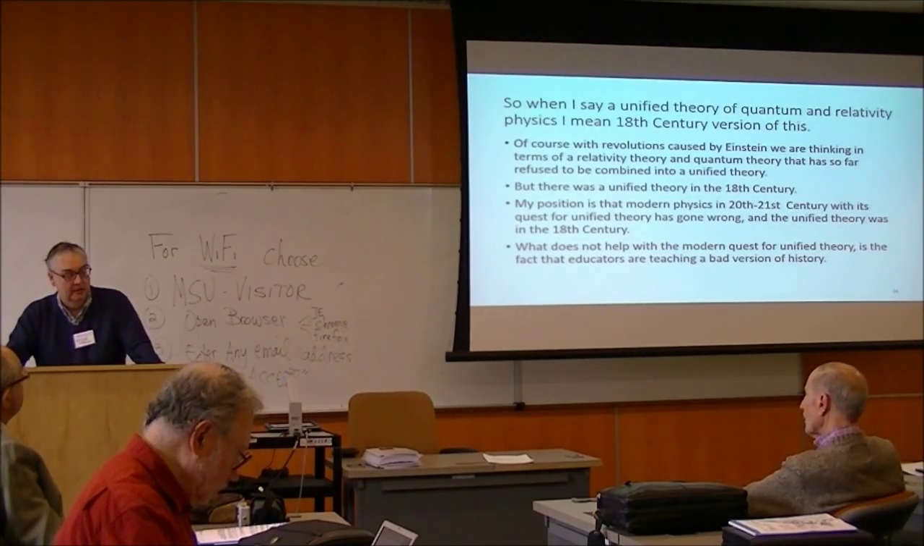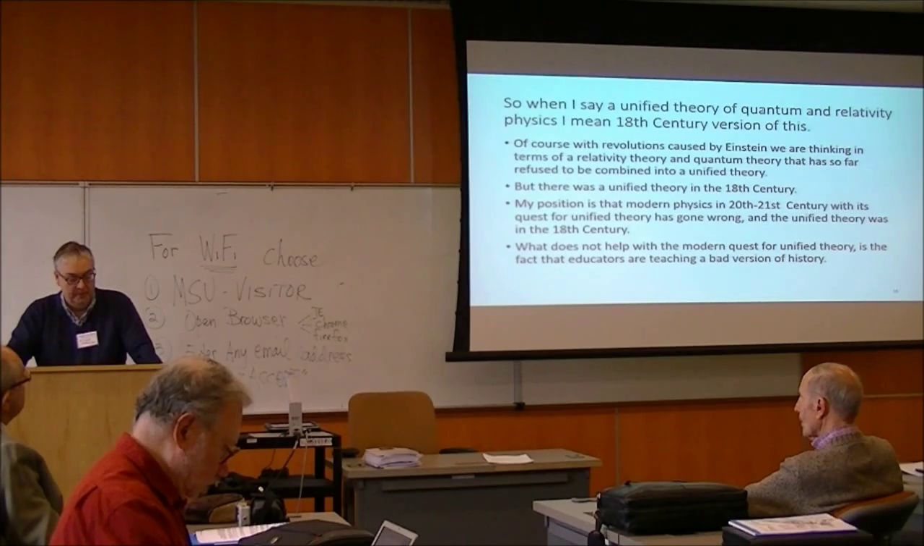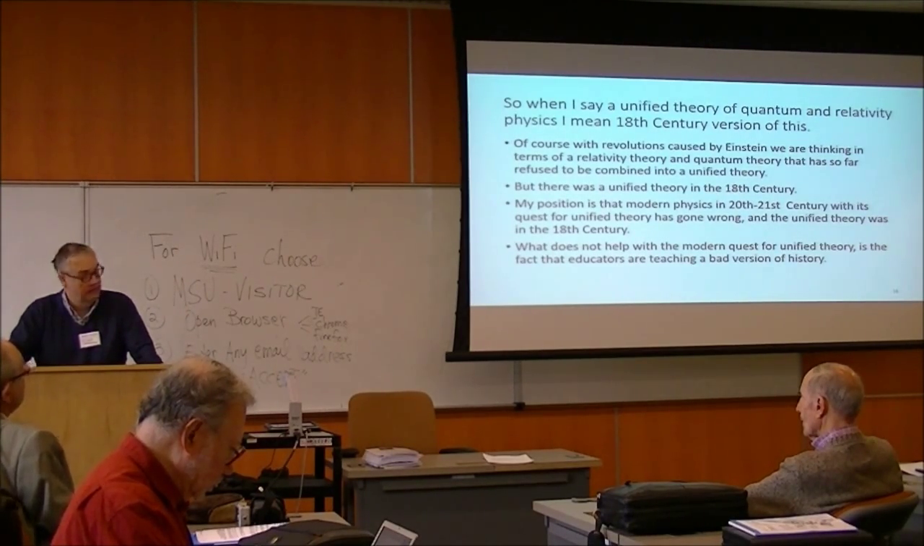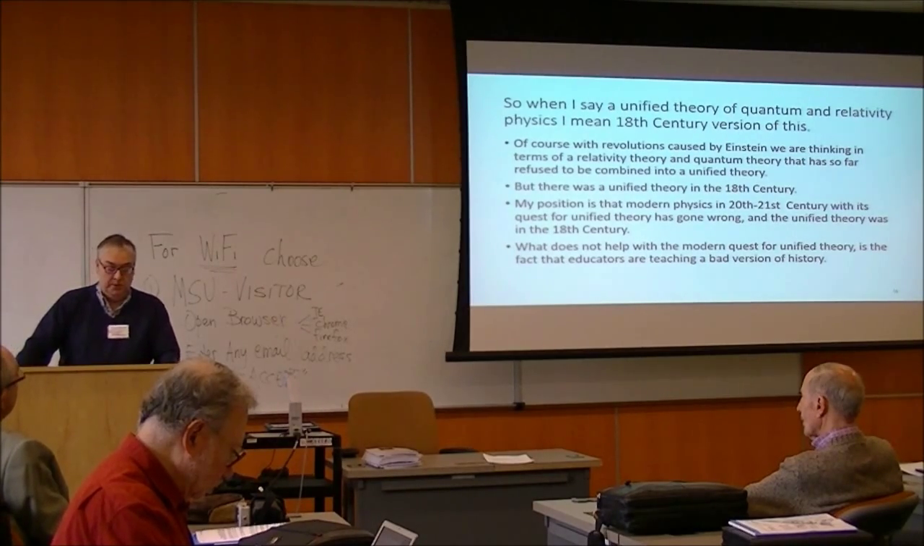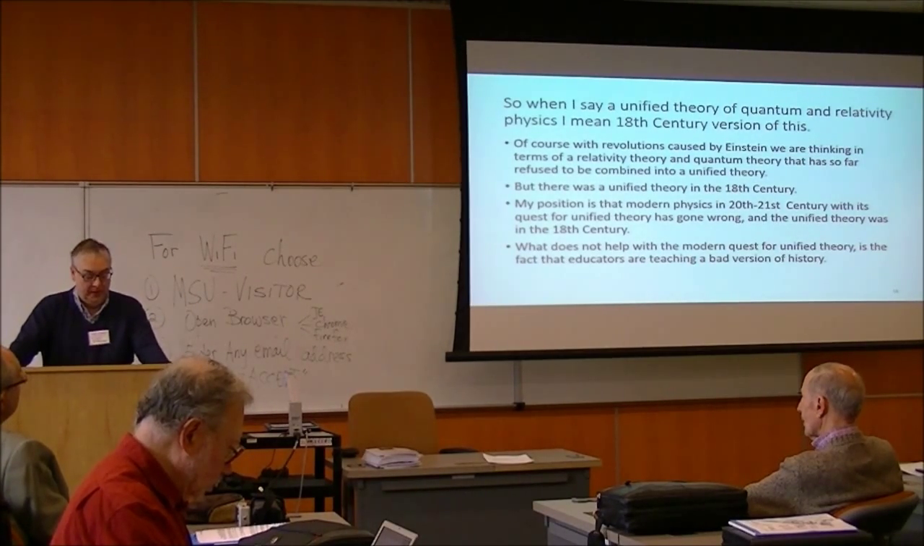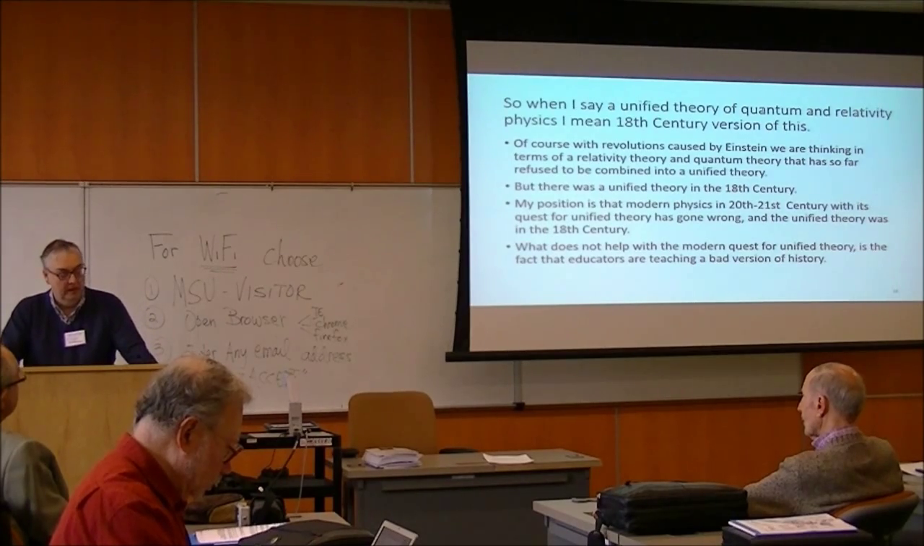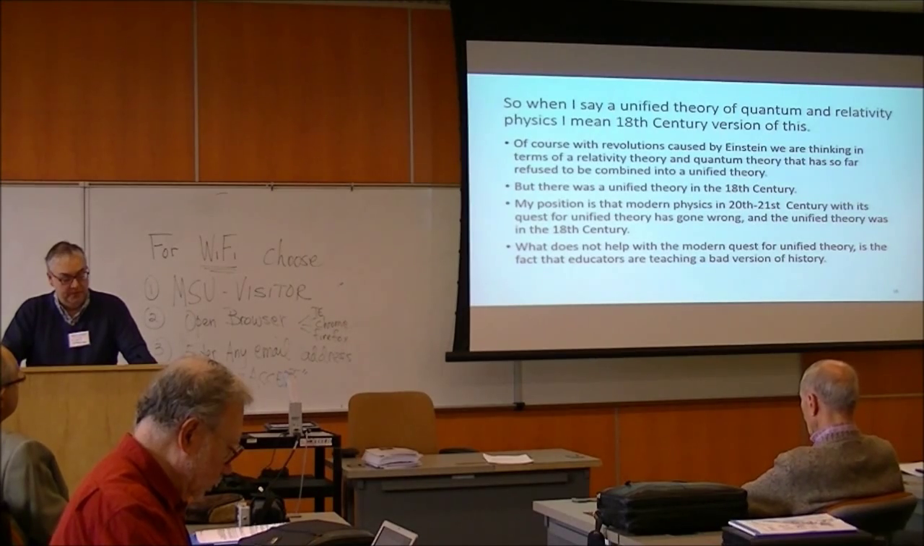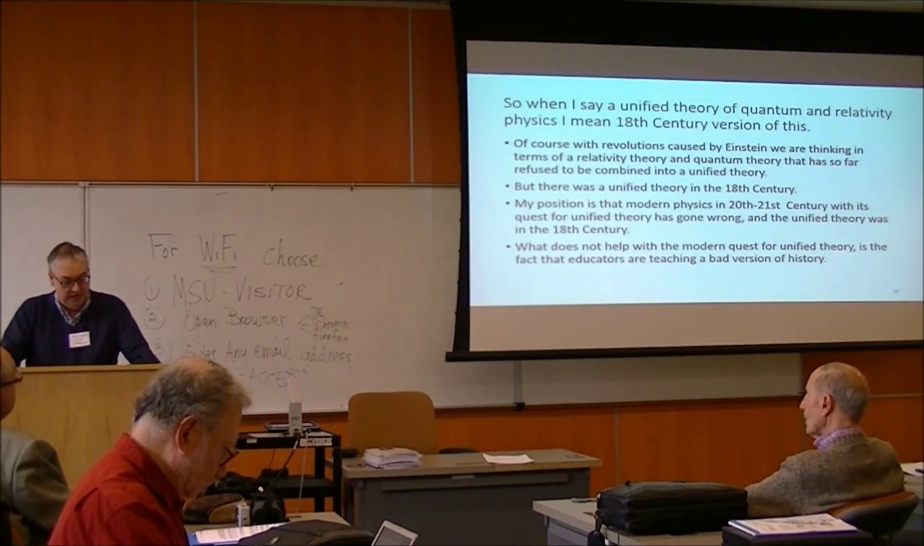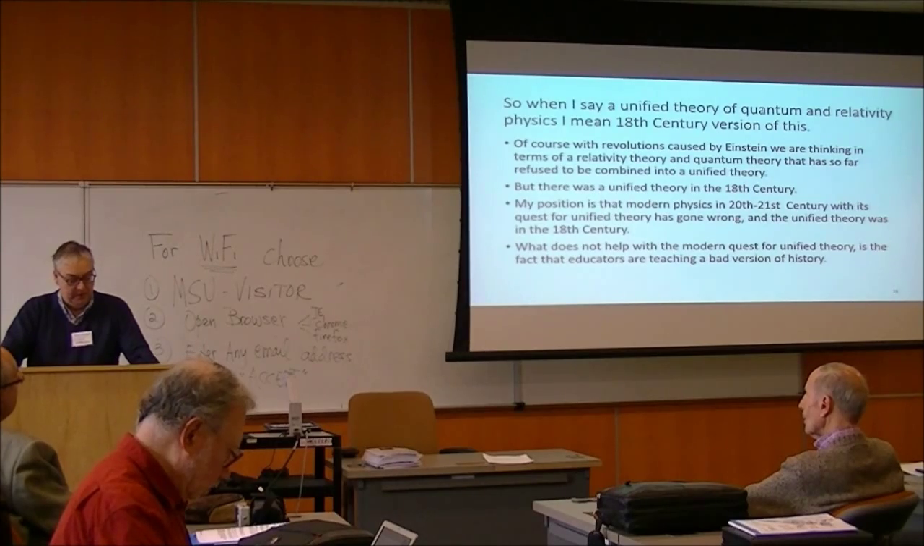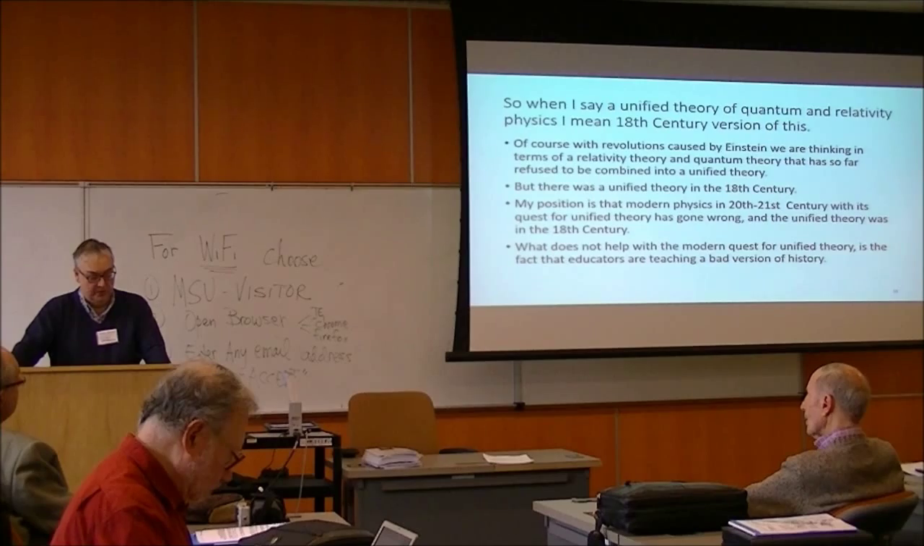So when I say a unified theory of quantum and relativity physics, I mean an 18th century version of this. Of course, with revolutions caused by Einstein, we are thinking in terms of a relativity theory and quantum theory that has so far refused to be combined into a unified theory. But in the 18th century, there was a unified theory. My position is that modern physics in the 20th and 21st century, with its quest for a unified theory, has gone wrong, and the real unified theory was in the 18th century.